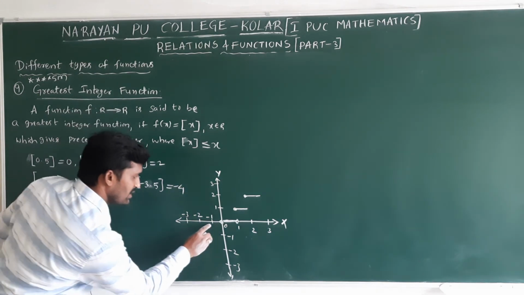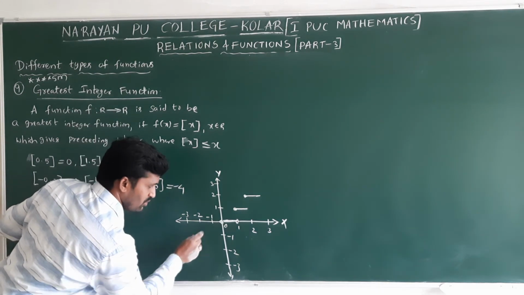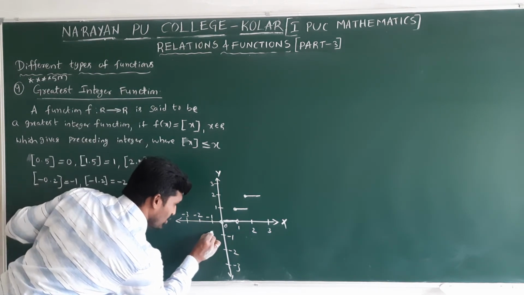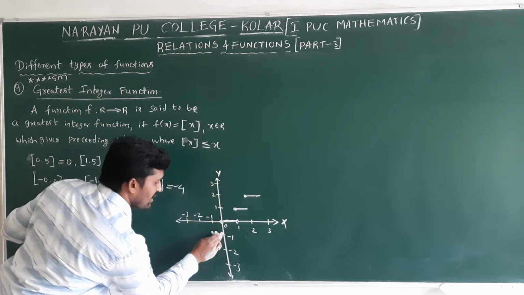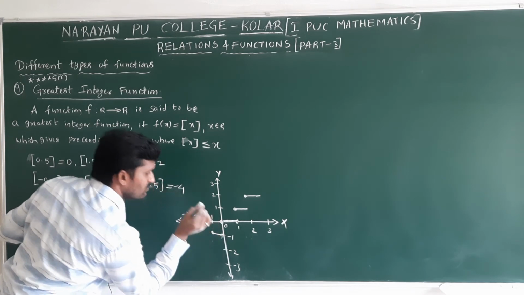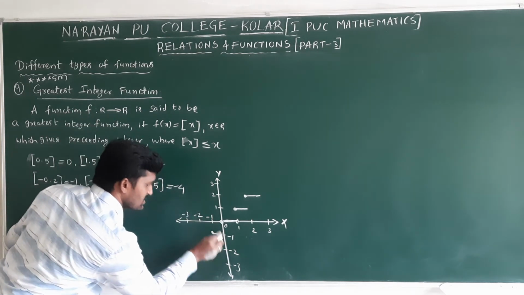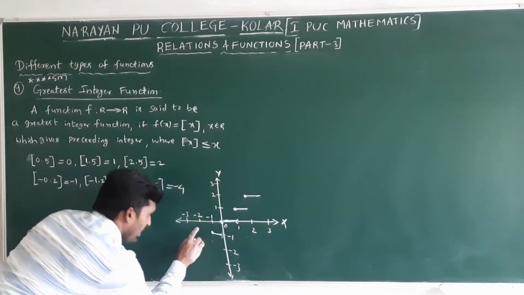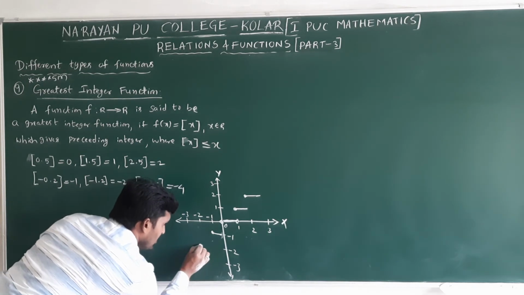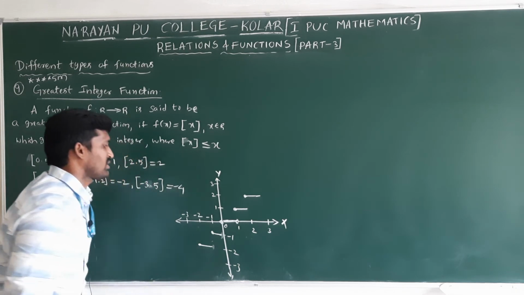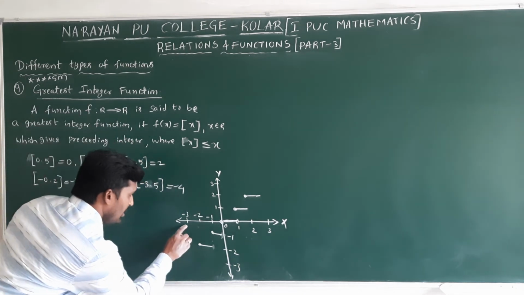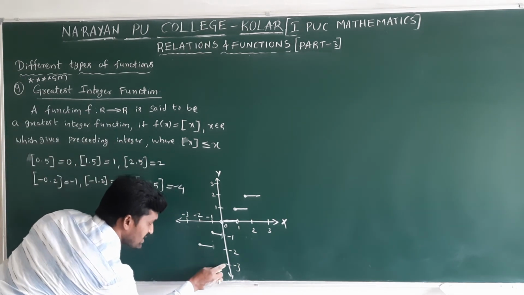Coming to the negative side, from minus 1 to 0. Minus 1 is included, but not touching this value. Okay? Give some space. Next from minus 2 to minus 1. Here minus 2 is included, because in between minus 2 to minus 1 we will get minus 2. Minus 3 to minus 2, its preceding integer is minus 3.